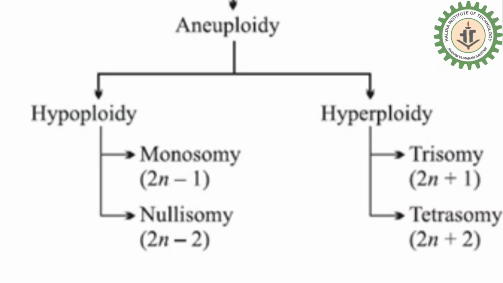The next type of aneuploidy is hyperploidy, when one or more chromosomes are added as extra chromosomes with the total 2n set. Now suppose this is chromosome pair 21. If another chromosome 21 is added, then these three members of chromosome 21 will be called trisomy 21. A very good example for that is Down syndrome. I will discuss it later on. So one member extra with the normal two members is called trisomy.